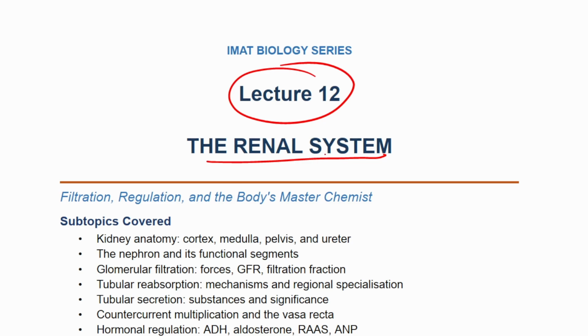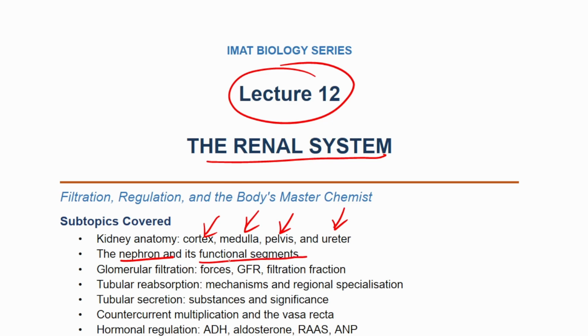And the IMAT examiners know this. That is exactly why this topic shows up on virtually every sitting of the exam. Over the course of this lecture journey, we will start with the gross anatomy of the kidney, mapping out the cortex, medulla, pelvis, and ureter, before zooming down into the microscopic architecture of the nephron and its highly specialized functional segments.